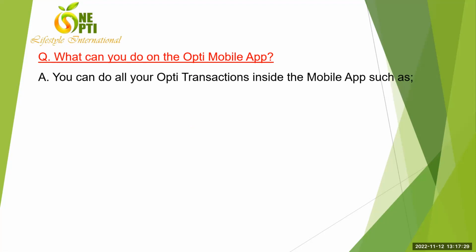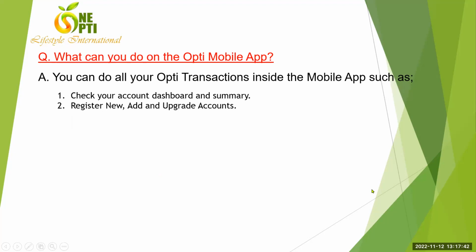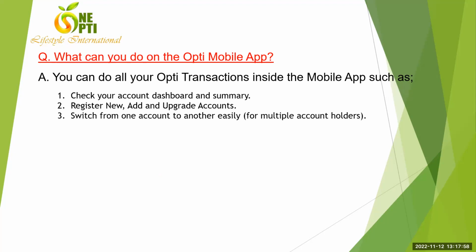So what can you do on the Opti mobile app? First thing first, you can do all your Opti transactions inside the mobile application, such as check your account, dashboard, and summary. You can register new accounts, you can add, and you can even upgrade accounts. When we say upgrading accounts, that's basically going from silver to gold into platinum accounts. This will also allow you to switch from one account to another easily.